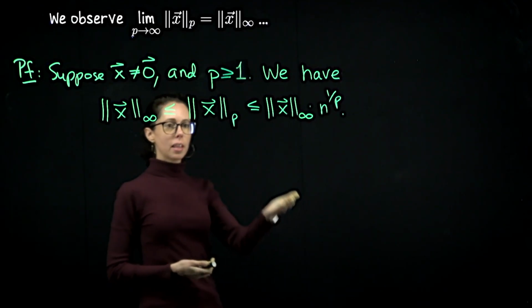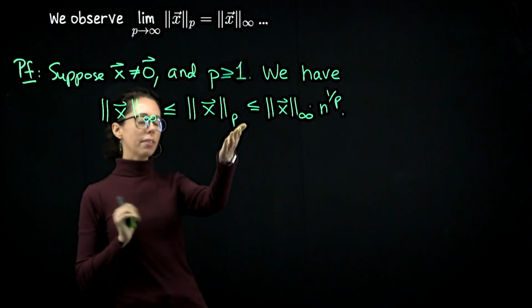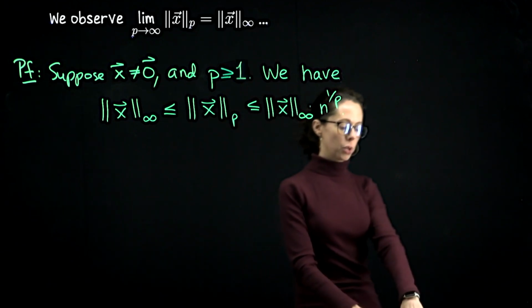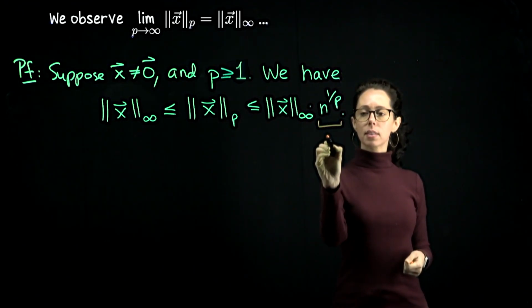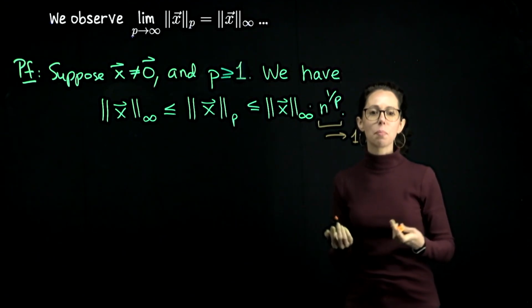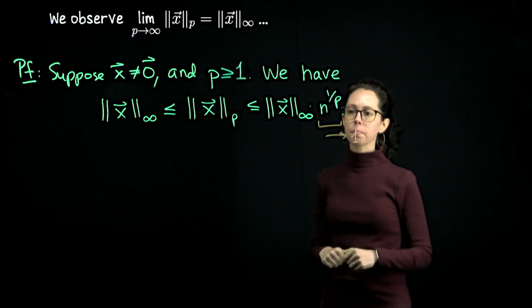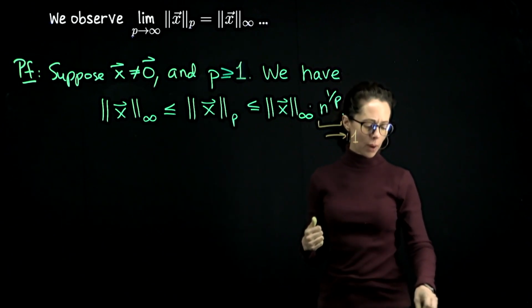We want to take the limit of this middle term as p goes to infinity. We have it bounded on the left by something with no p dependence. On the right, as p goes to infinity, 1 over p goes to 0. So this is going to go to n to the 0, which is 1. Again, n is just the dimension of Rn, so there's nothing indeterminate about this expression. So I think we can go ahead and wrap this up, right?